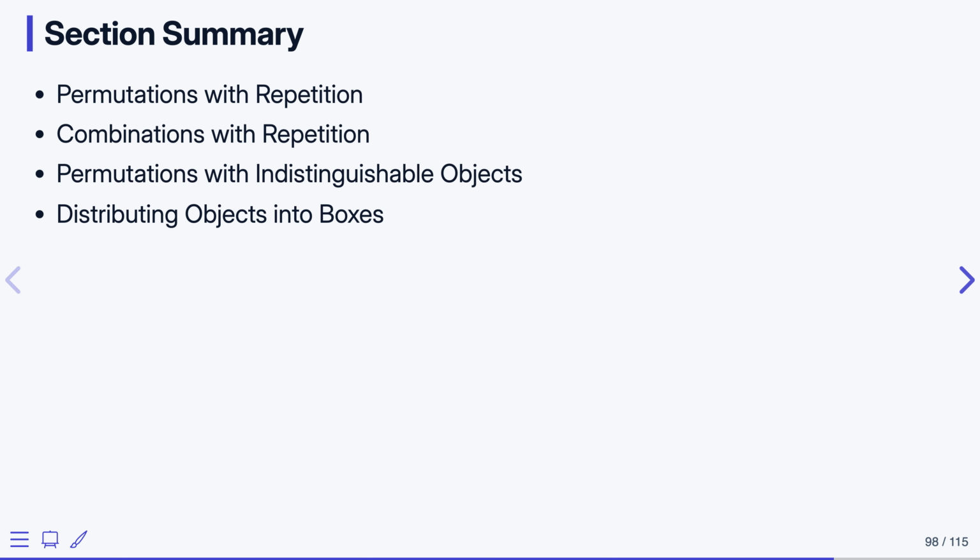This is the plan for this section. First, permutations with repetition, where we may reuse an item. Second, combinations with repetition, using a neat trick called stars and bars. Third, permutations when some objects are identical and cannot be told apart. Last, we count the ways to place objects into boxes. Let's begin with the first one.